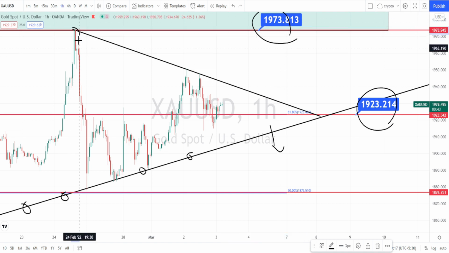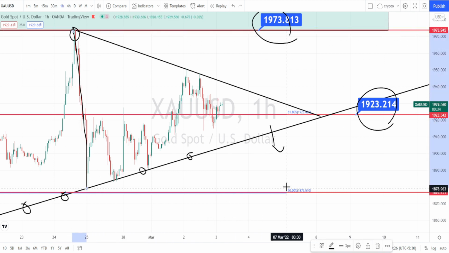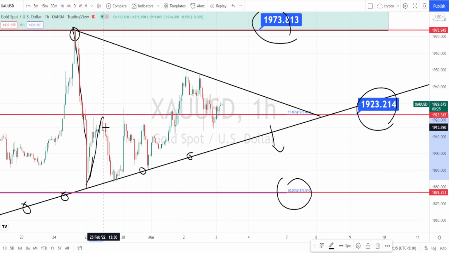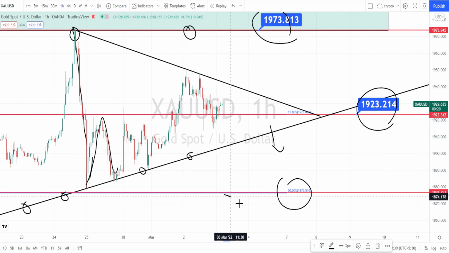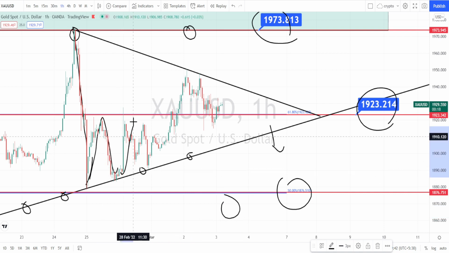This was the highest level it has gone, and from here it went on a bearish trend and took support on the 50% retracement level from the Fibonacci's retracement tool, and it is on a sideways movement. It has not made new highs or it has not made new lows. It is on a sideways for now.